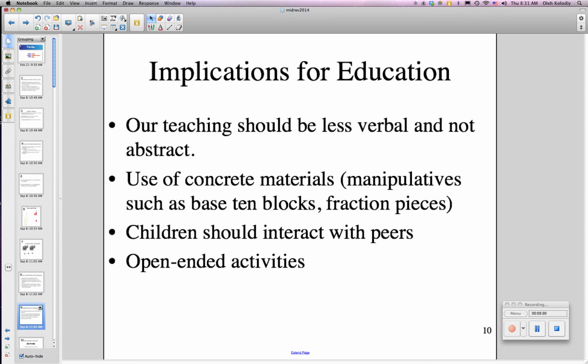So the implication of education is that our teaching should be less verbal and not abstract. In other words, children should be more actively involved, not just listening to us talk or explain. It also implies the use of concrete materials. In this course, we use manipulatives such as base-10 blocks, fraction pieces. You've already seen these. We should do experiences where children have the ability to work in groups and interact with peers. And something we'll discuss a little bit more later, the use of mental, open-ended activities that don't necessarily require a correct or incorrect answer.